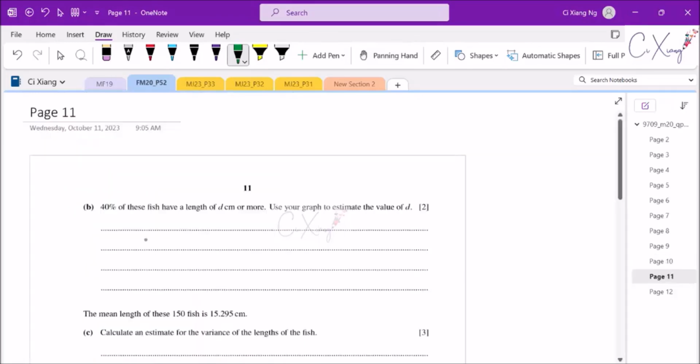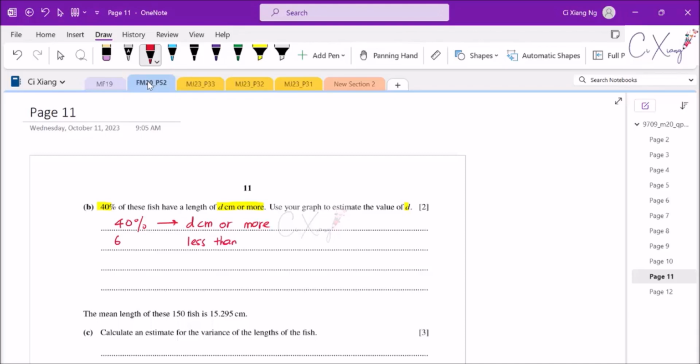And now we continue to part B. They are saying that 40% of the fish have a length of d cm or more. So use your graph to estimate the value of d. But for all the cumulative frequency curves that we draw, we are actually measuring less than values. So when you have d cm or more, we cannot estimate it directly. We have to change it into the meaning of less than d cm.